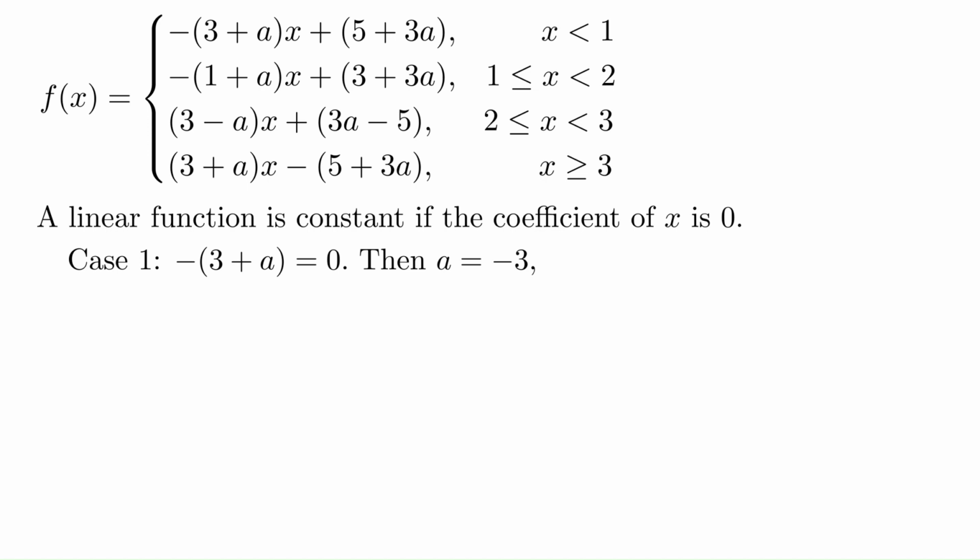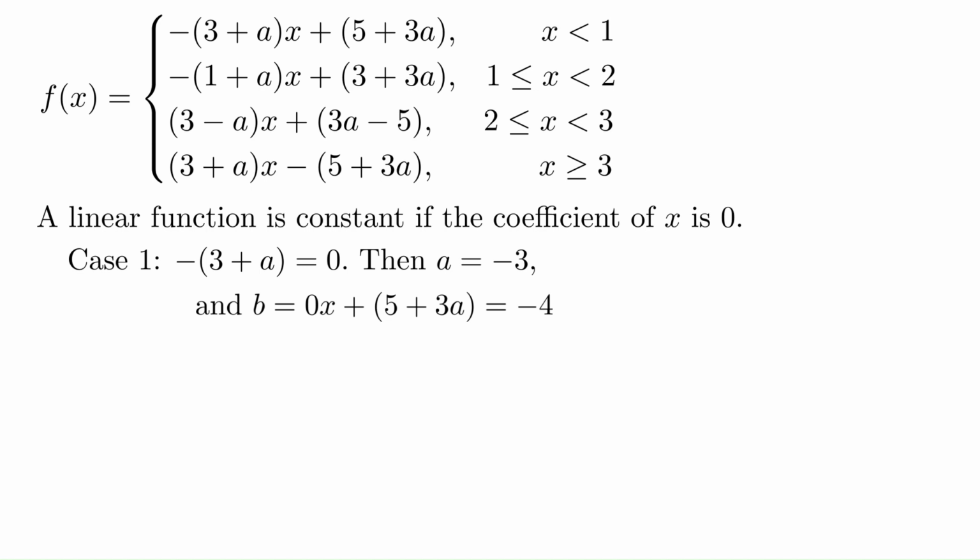Plugging a equals negative 3 into the expression, we get the value for b. b equals 0 times x plus 5 plus 3a. In this case, a is negative 3, so b equals negative 4. That's how we got the first pair of a and b, negative 3 and negative 4.